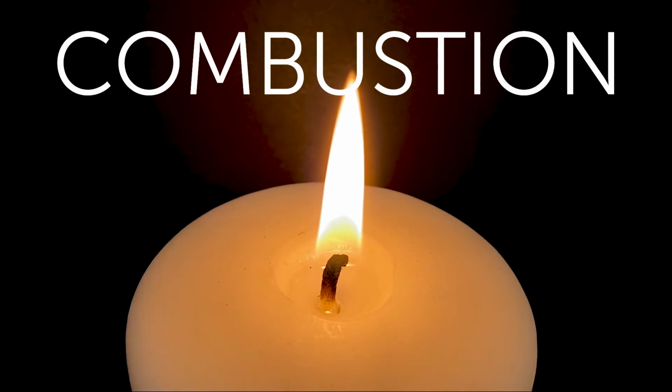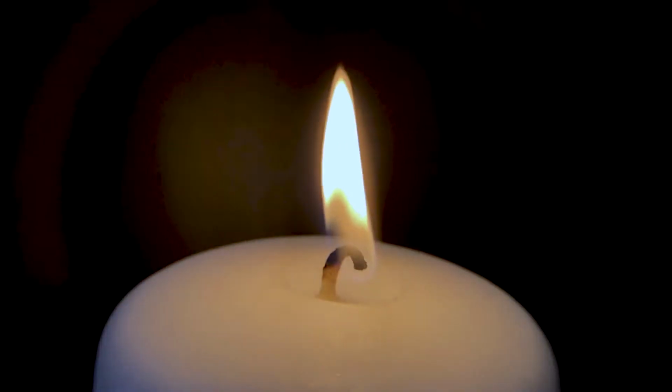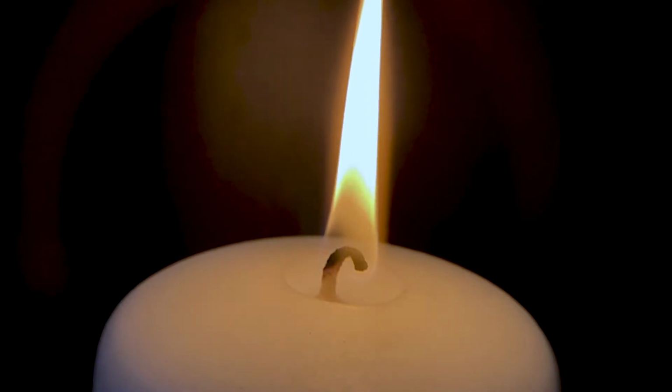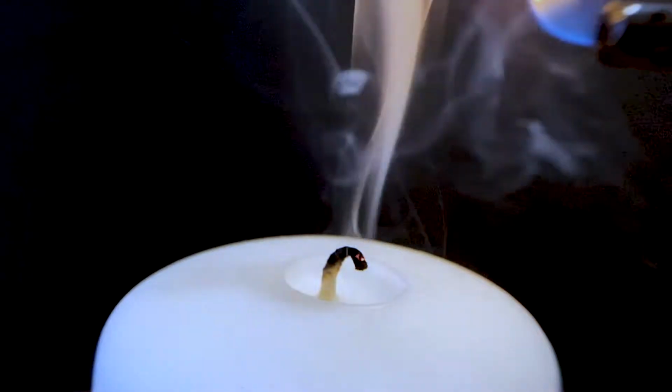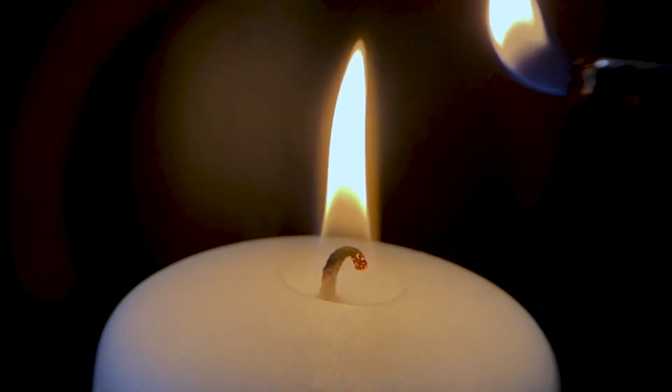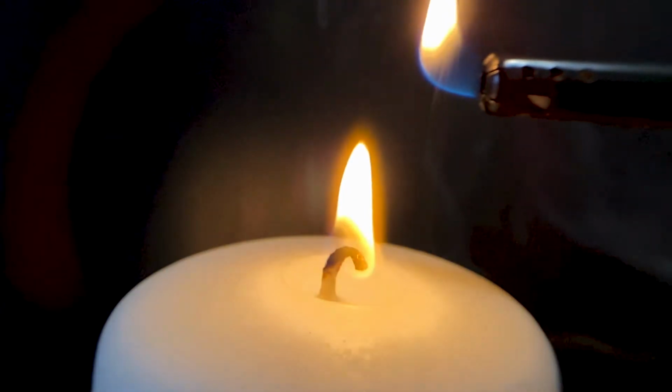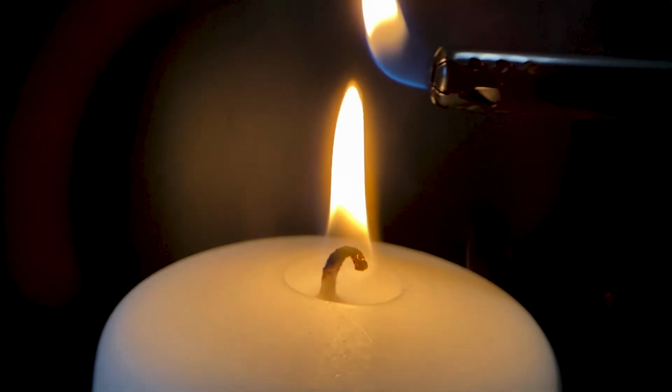Let's try some experiments to see how this works in practice. So I'm going to blow out this candle, and you can actually see how flammable the wax vapor is. I can quickly relight the candle by holding a flame above the wick. And because the wax vapor is still highly combustible, the candle relights without the flame ever touching the wick.